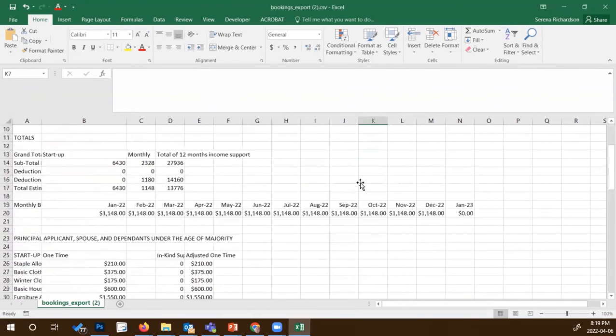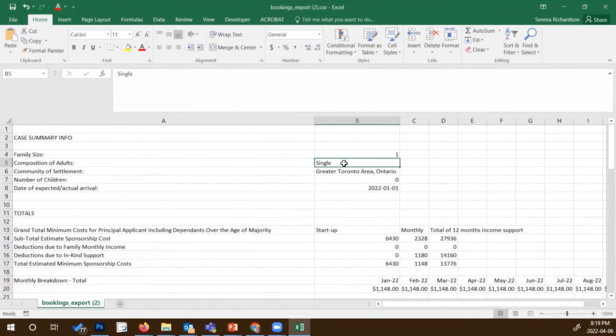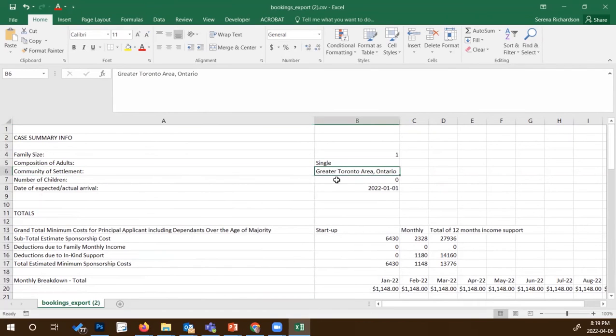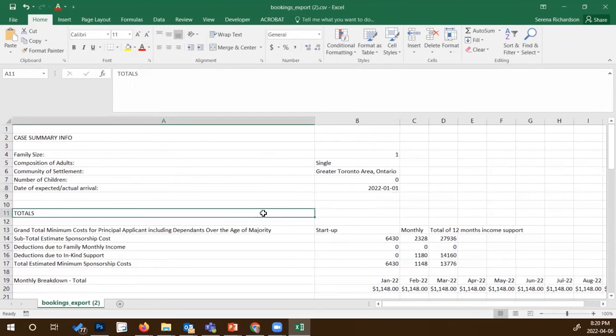So when I take a look from the top, the family size is 1. The composition of adults is single. This is based on the first case scenario. And the community of settlement is Toronto, and there's no children under 18, remember, under the age of majority. And the expected arrival date is, it's assuming 1st of January. That is the default date that's going to be put in there when you check mark unknown date.